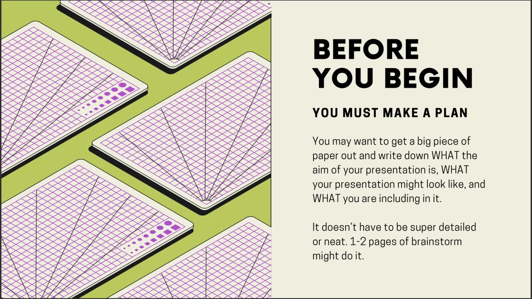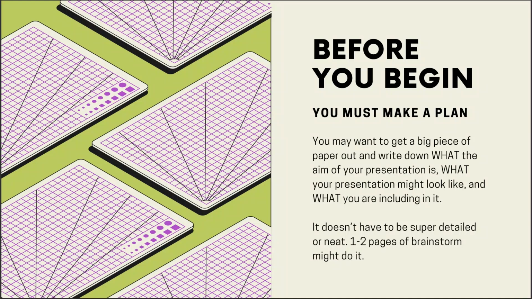Before you begin, part of this assessment is actually making a plan. It doesn't have to be super detailed, so you might just want to get out a big bit of A3 paper and write down what the aim of your presentation is, what your presentation might look like, and what you're including in it. So maybe the aim of your presentation is to communicate your LAMP idea to a potential manufacturer who might be wanting to maybe make it or something, or maybe you're presenting it to, I don't know, a gallery or a lighting shop saying, look, this is what I've come up with, this is my idea, do you want to sell it at your shop, or that sort of thing.